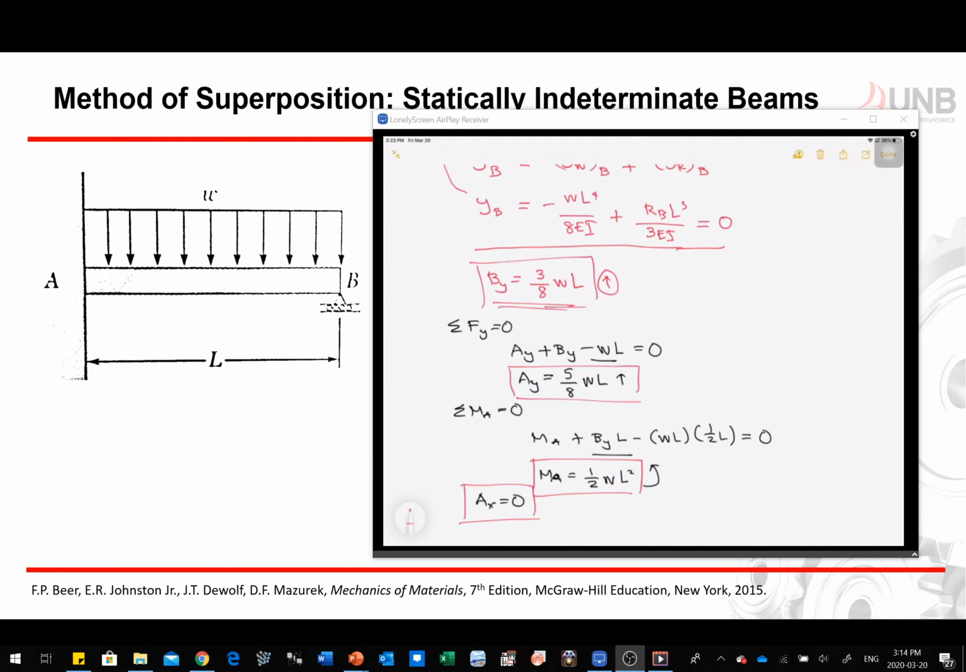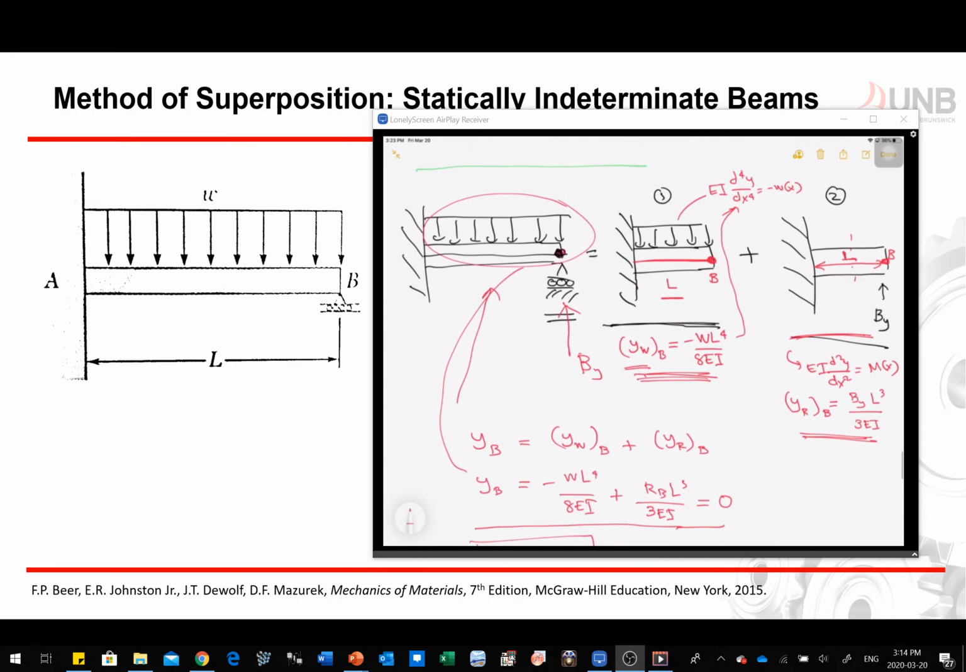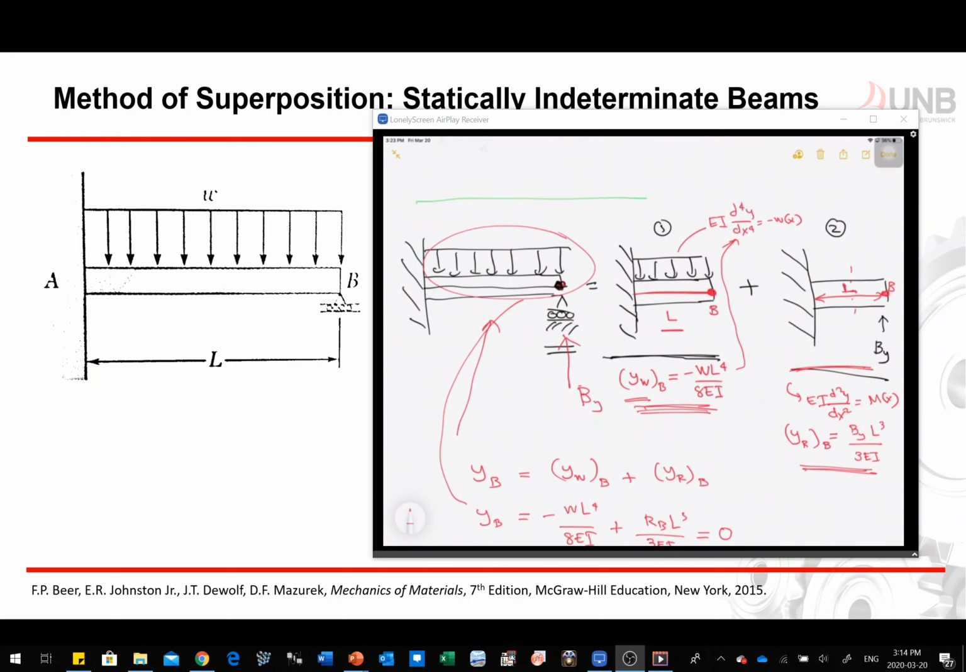So again, just a recap of what we did for indeterminate beams. We have this indeterminate beam. We split it into two. So first, we took the distributed load. We removed the support. We took the distributed load, so we have the first beam right here. And then, for the second beam, again, we have a cantilever beam. We now disregard the distributed load and put in the reaction at BY. We assume that it's a kind of force that we are separating. One is distributed, one is concentrated.